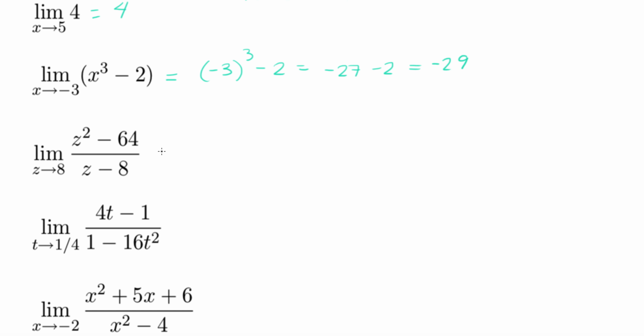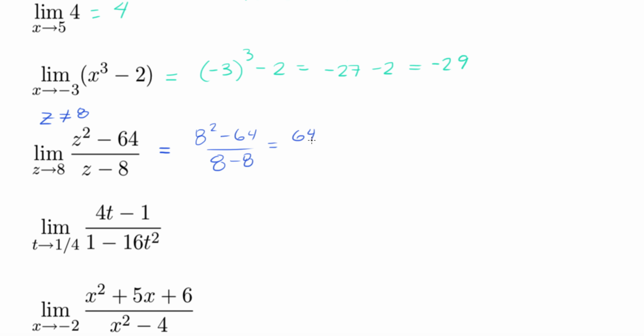Okay, let's continue. Here there is a problem with the value of a. So z is not defined at 8. Therefore, for this function, 8 is not in the domain. Now we plug in 8 for the limit on top and bottom. You get 8 squared minus 64 over 8 minus 8.